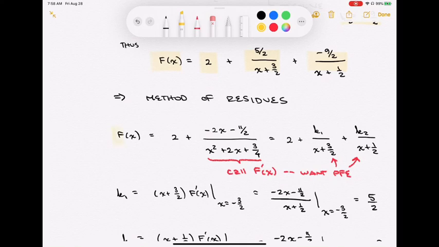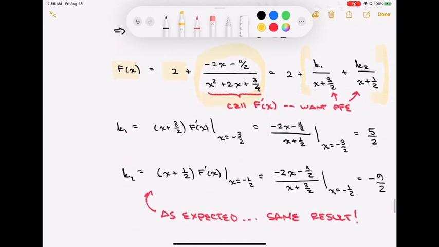F of x, being not strictly proper, needs to be made strictly proper, plus some other terms, what they're called direct terms. We get those through that long division. We've already done that work, so I'm not going to repeat it here. So I'm going to get that too, and then that is my new fraction that I want to break up into my two pieces, a k1 over x plus 3 halves plus a k2 over x plus a half. I'm going to call that strictly proper rational function piece f prime of x, and I want to do a PFE on that.